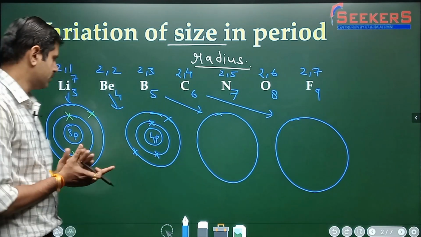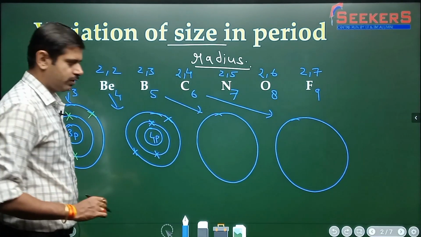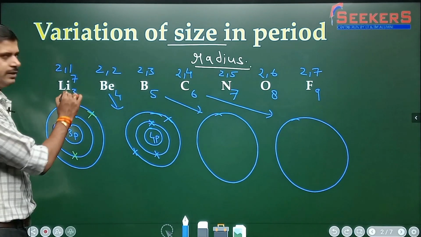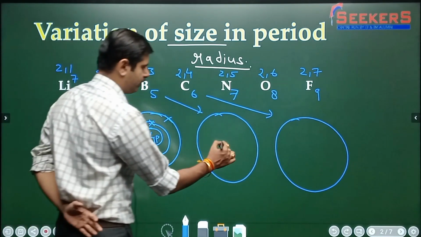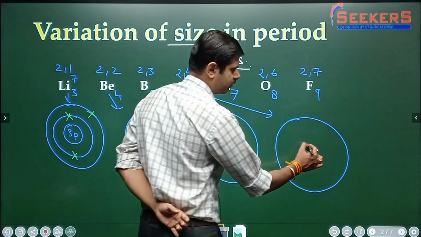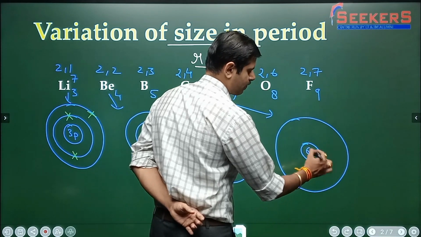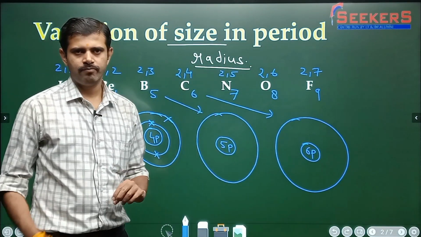But one thing is increasing. What is increasing here? Lithium has 3 protons, beryllium has 4 protons, boron has 5 protons, carbon has 6 protons. My number of protons is increasing in the nucleus.